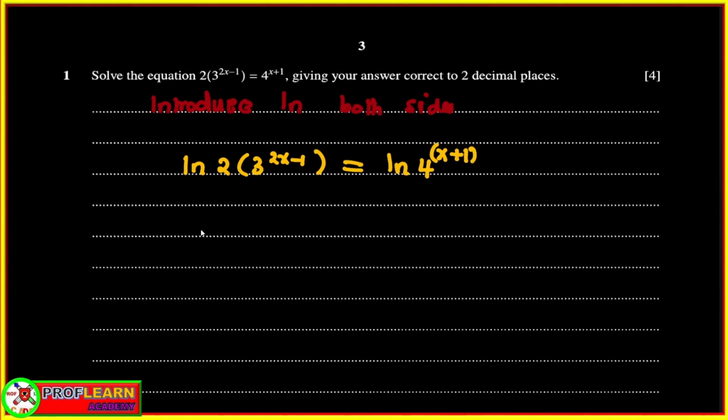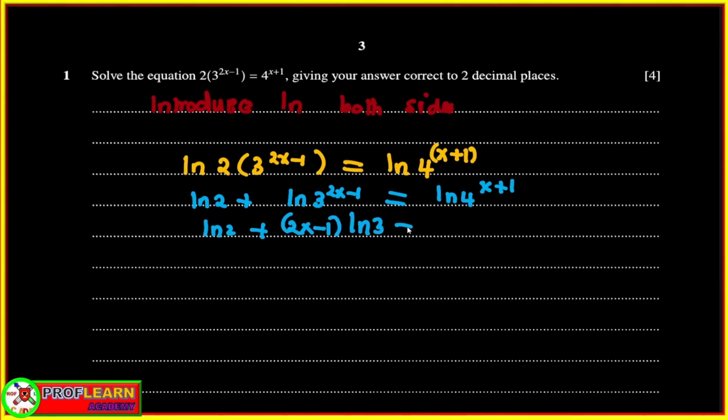So when you are having 2 times a number, we can split this further into ln of 2 plus ln of that, so that we can take the power behind the log, and then also here we can take the power behind the log. Remember the laws of logarithms. And we can open the brackets so that we can simplify this further.